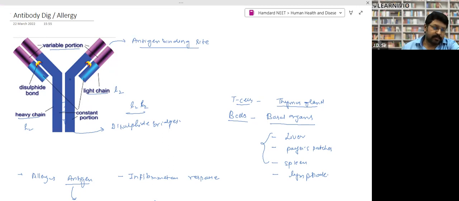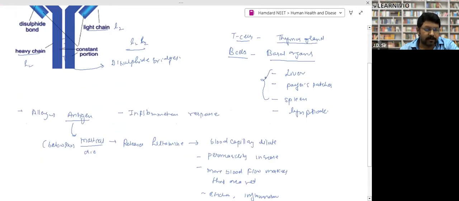And there are two heavy chains. These two are heavy chains, right? And these both heavy chains are bridged with a disulfide bridge, right? And these small ones are the light chains, right? So with the help of this antigen binding site, they trap the antigen and kill them, right?